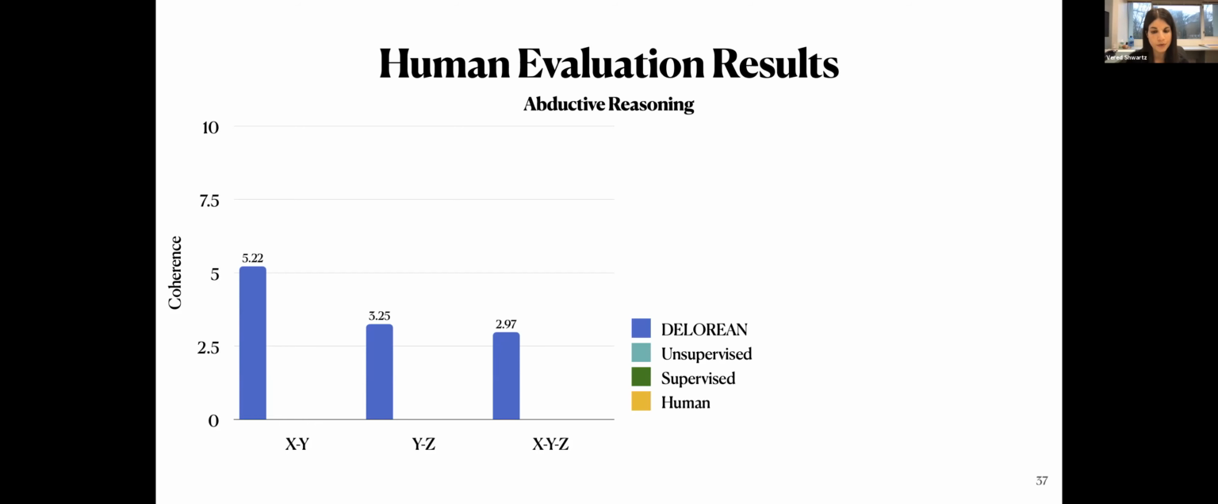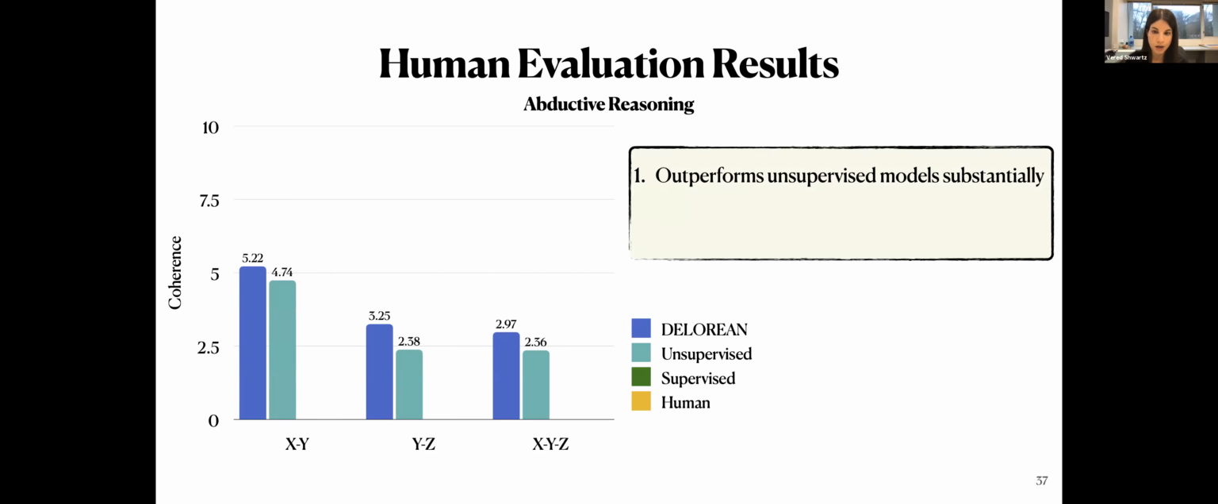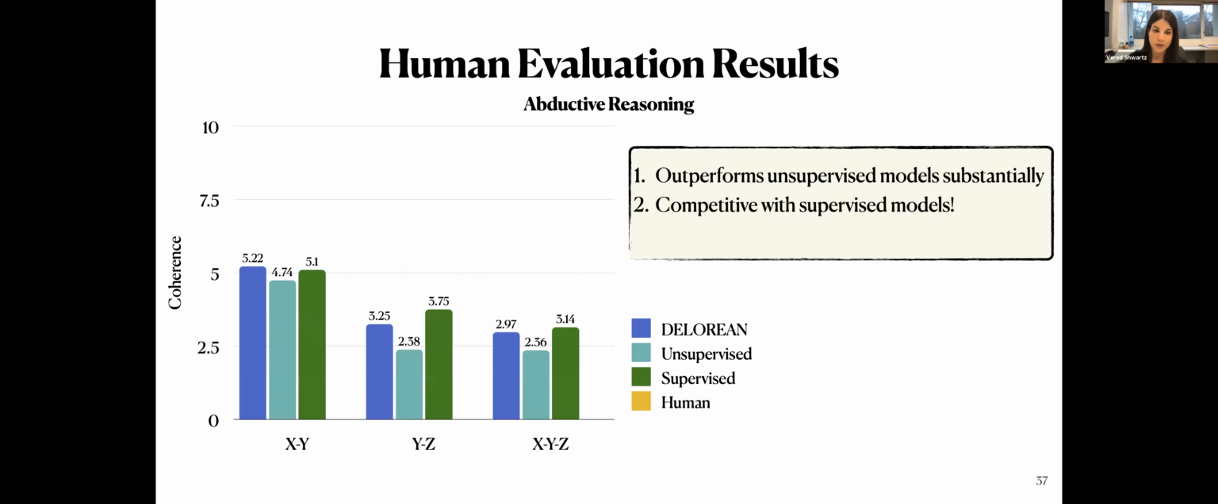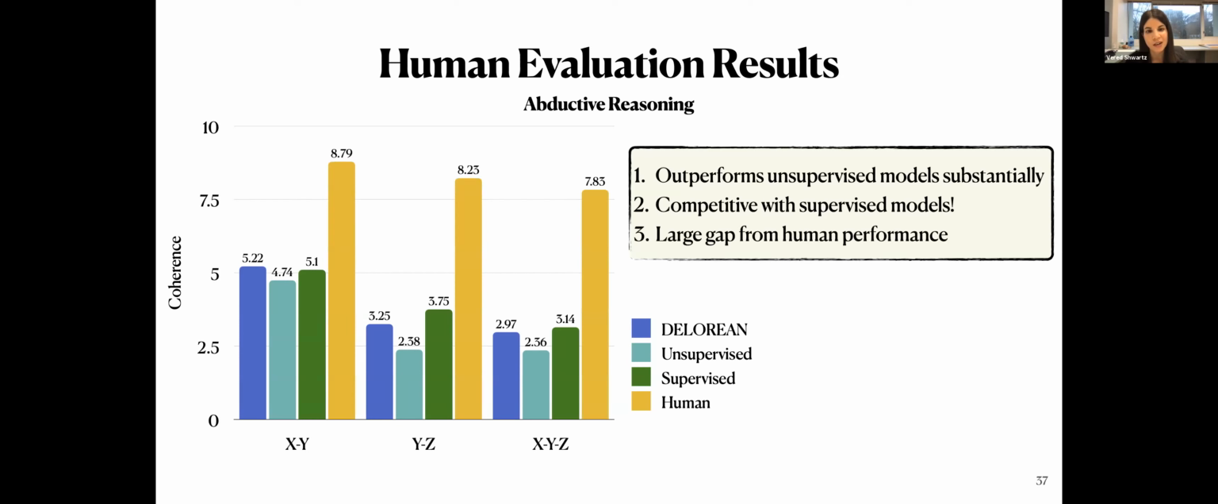This is DELOREAN's performance. We also compared it with other unsupervised models, and it outperformed them substantially. It was also competitive with supervised models, even though it's unsupervised. But all of this needs to be taken in perspective to the human performance. You can see that there's still a large gap from human performance. So again, plenty of room for improvement on this task.